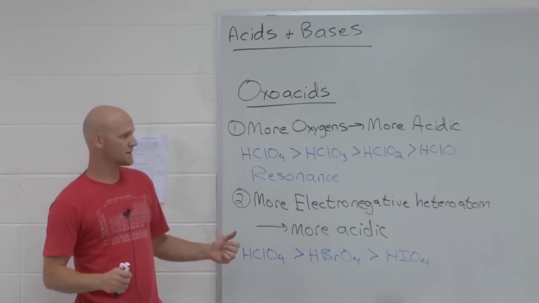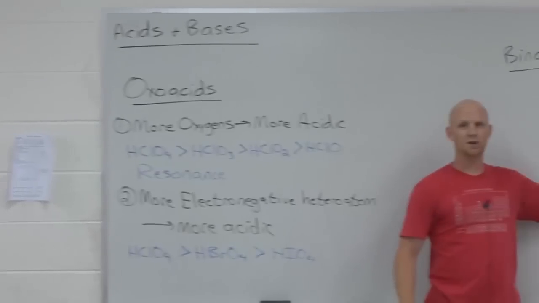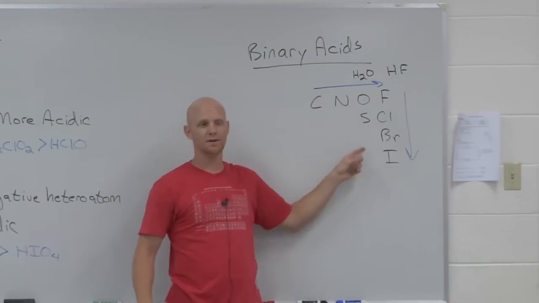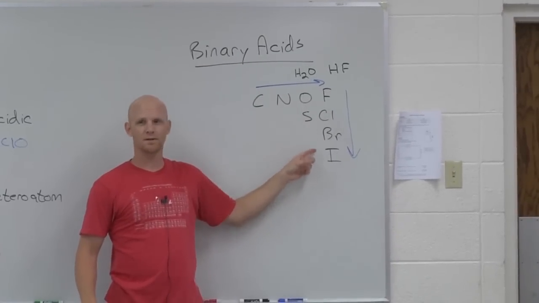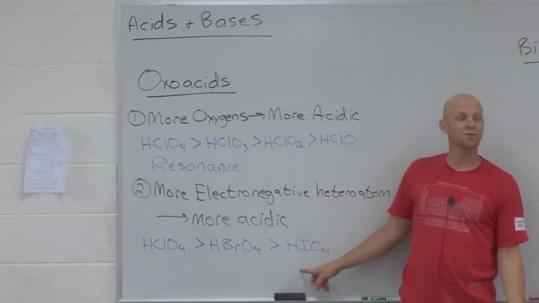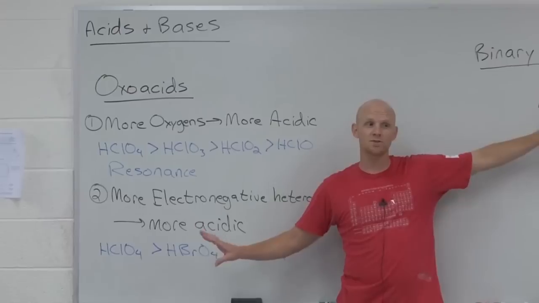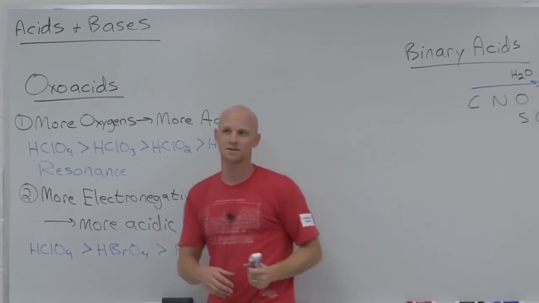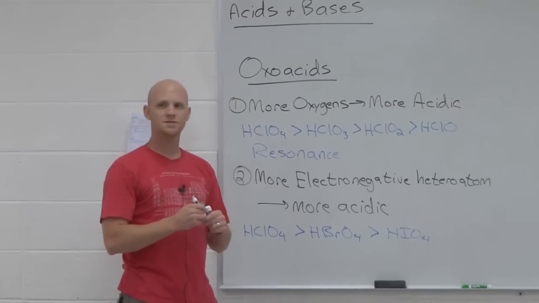So this gets confusing. Because if you just compare HI and HBr, binary acids, which one's stronger? HI. But if you compare HBrO4 and HIO4, which one's stronger there? HBrO4. So it can seem somewhat confusing, but they're two different types of acids in this case. Cool. Any questions right here?